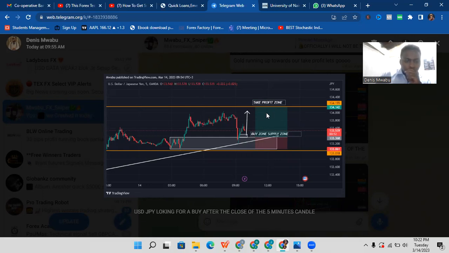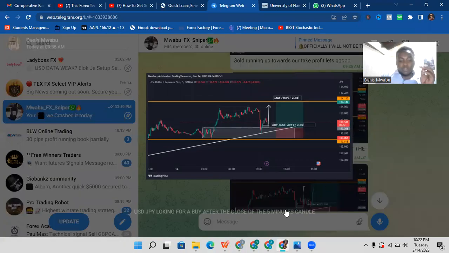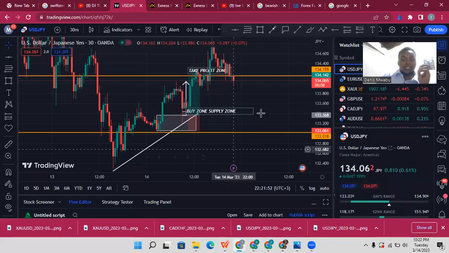So this is USD JPY, and you can see I gave this trade before it actually happened, and my prediction was this will be our take profit zone, and we'll be expecting USD JPY to get into this buy supply zone and actually shoot into our take profit zone. So let's get into the graphs, and I want to share with you exactly what happened.